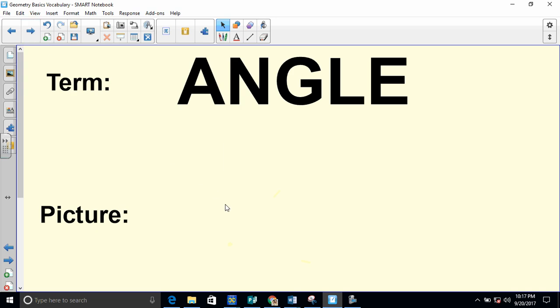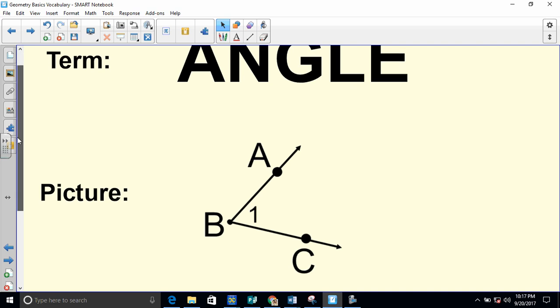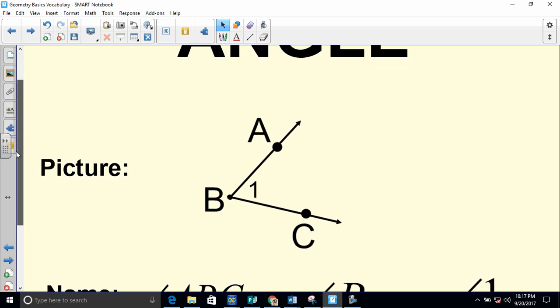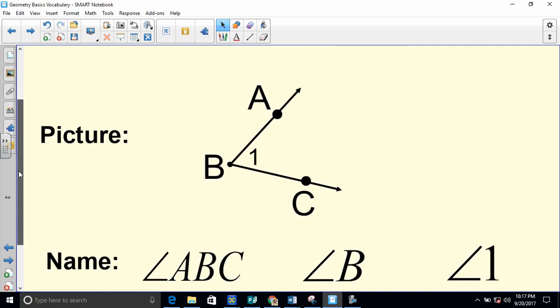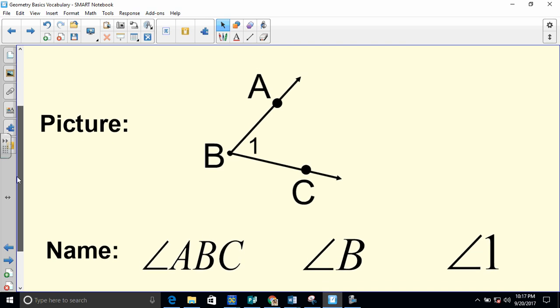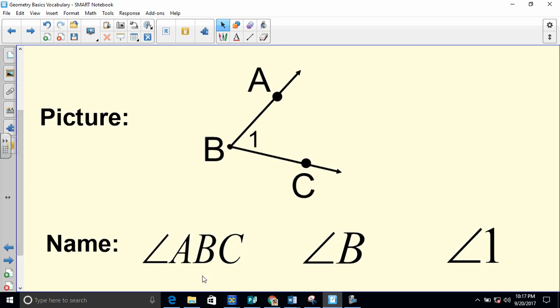Our next term is an angle, and that's where two rays meet at an endpoint. They have a common endpoint. We can name angles two different ways. One way is angle ABC. We have to give that an order, with the middle point, the shared endpoint, which we're going to call a vertex, which we'll learn later, in the middle. So I can call this angle ABC, or I can call it angle CBA.